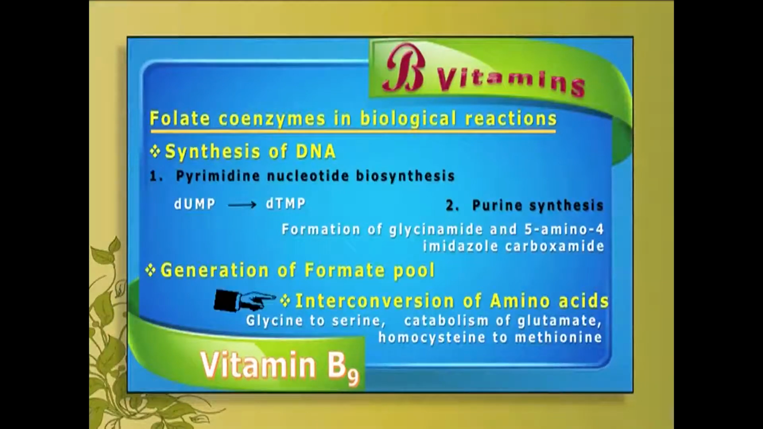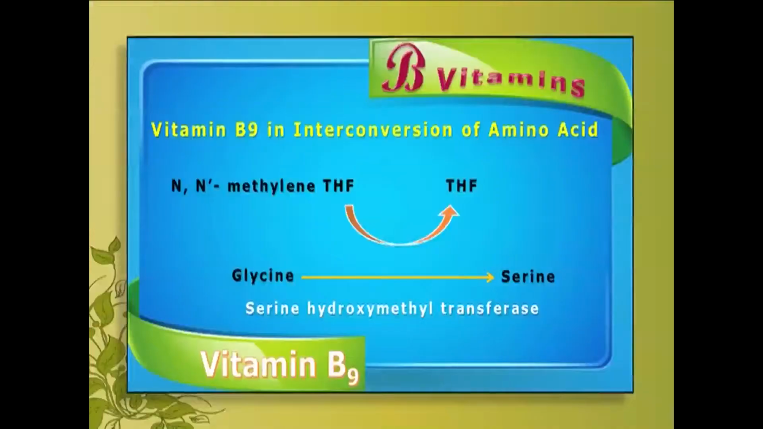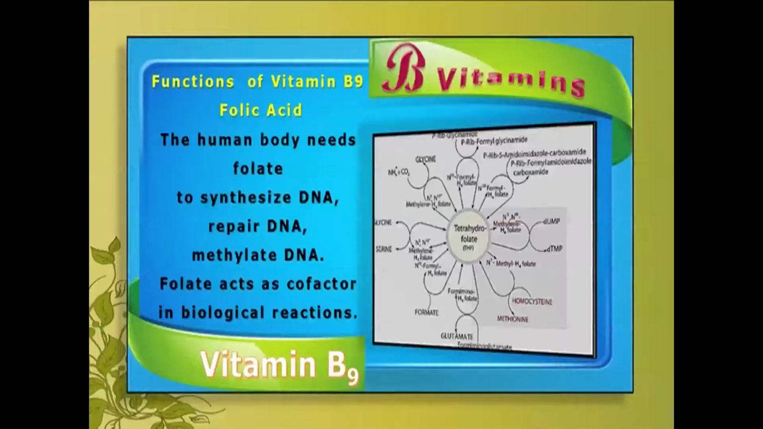Interconversion of amino acids, for example glycine to serine, catabolism of glutamate, and metabolism of homocysteine are governed by the coenzyme folate. Here we show that vitamin B9 is involved in the interconversion of the amino acids glycine and serine. This is performed by serine hydroxymethyl transferase, and the enzyme requires folate. This cartoon summarizes all the reactions that require folate as a coenzyme.